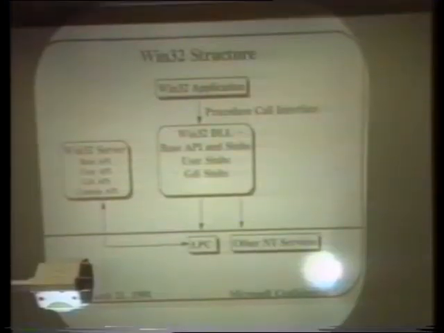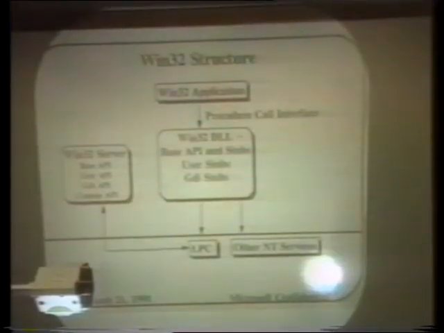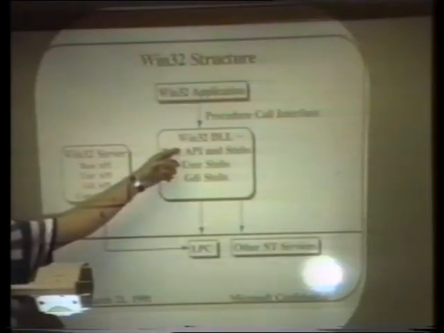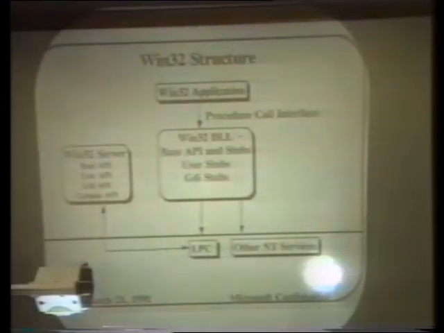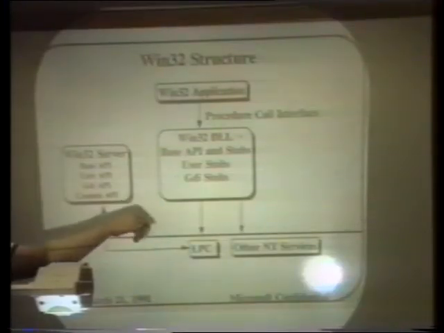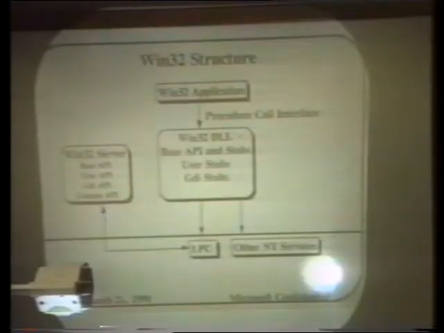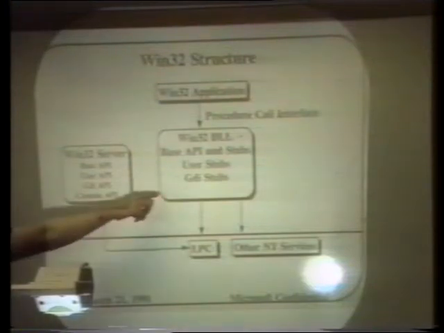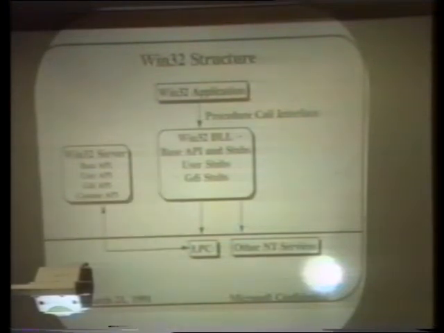Structurally, it's pretty simple. There's the Win32 application program, and it makes all Win32 calls by calling into the Win32 DLL, and this is just a standard procedure call interface. Then from there, the Win32 DLL exports base, user, GDI, and the console API. So all Win32 APIs are bound into here.